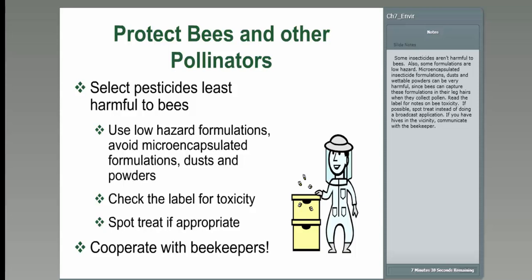Some insecticides aren't harmful to bees. Also, some formulations are low hazard. Microencapsulated insecticide formulations, dusts, and wettable powders can be very harmful, since bees can capture these formulations in their leg hairs when they collect pollen. Read the label for notes on bee toxicity. If possible, spot treat instead of doing a broadcast application. If you have hives in the vicinity, communicate with the beekeeper.